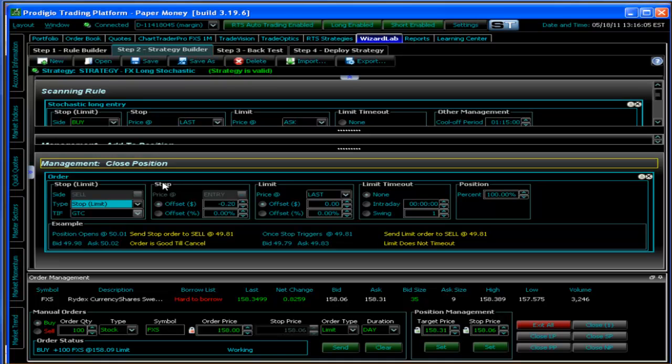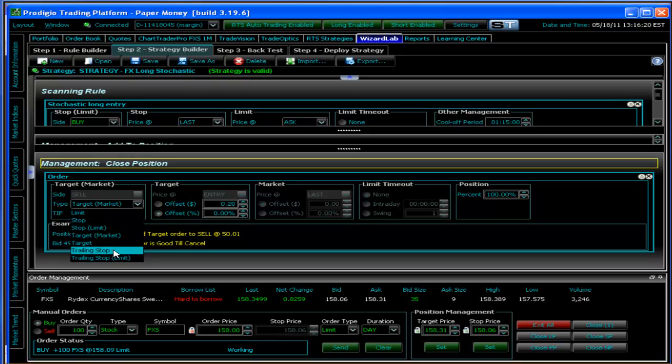Now getting over to the management side, there's some additional order types. There's target and trailing stops. Now what a target does is, it's like the inverse of a stop order. And yes, we have trailing stop here under the management side. You can't have a trailing stop to enter the position, but it is available inside of the management position. So let's first take a quick look at target. Target is a really interesting, unique order type available to Perdijo because it's the opposite of a stop order. And what this does is it acts exactly like a stop order but in the other direction.